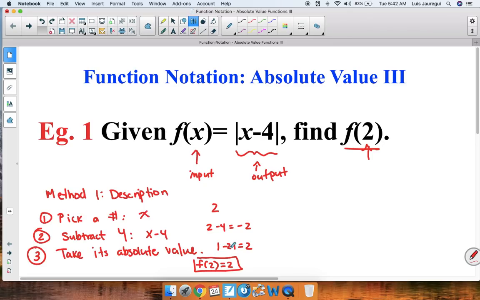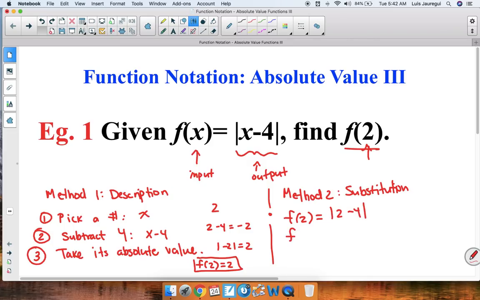Now, this is how we obtain the value for f of 2 using the description method. Let's use a different method to double check our work. So let's say we have method 2, the substitution method. For the substitution method, all we're going to do is to substitute in the 2 wherever we see an x. So we said we have f of 2. That should be equal to the absolute value of 2 minus 4.